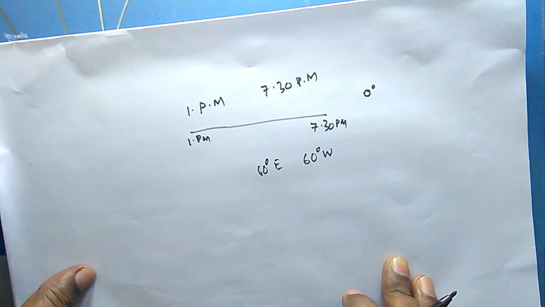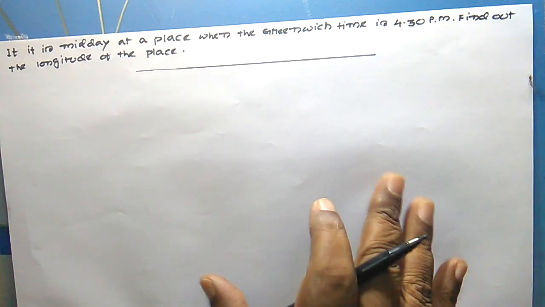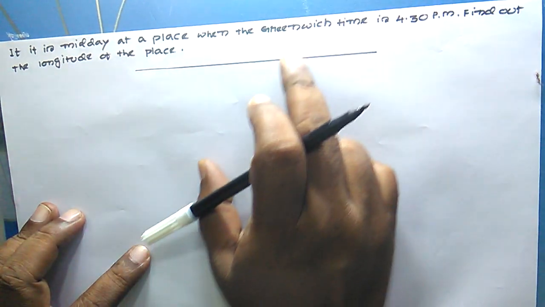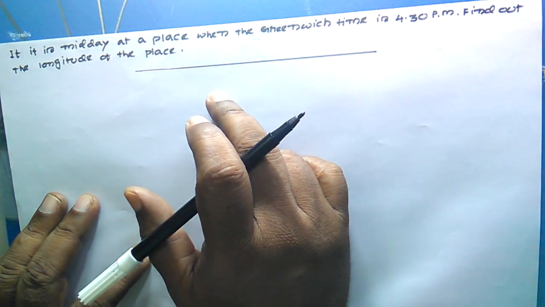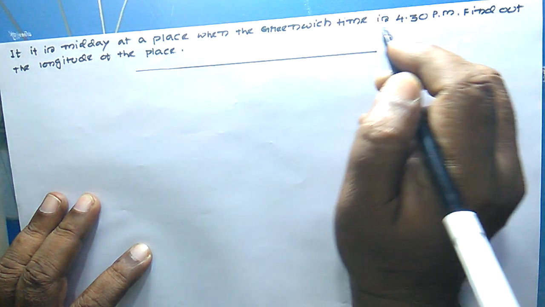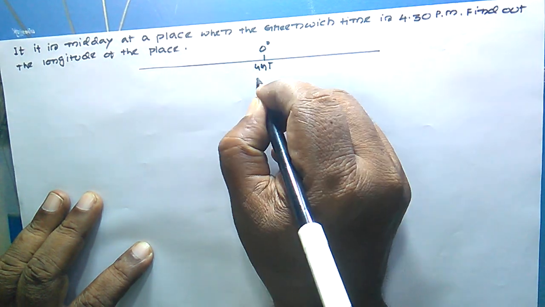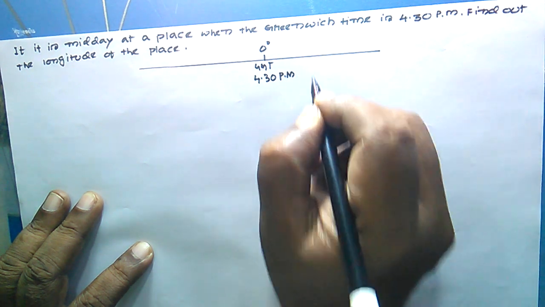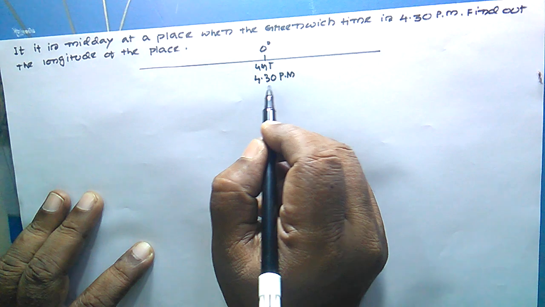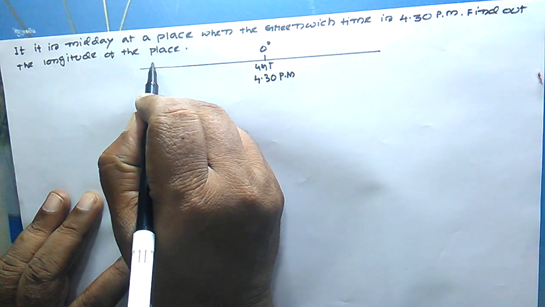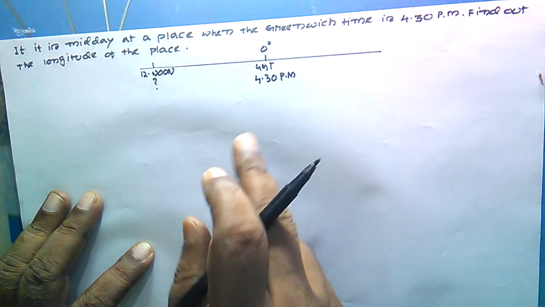Now let's do a sum dealing with finding the longitude. Here I have already written a sum. If it is midday at a place when the Greenwich time is 4:30 p.m., find out the longitude of the place. Now here, Greenwich obviously means it is 0 degree. This is 0 degree GMT and the time given is 4:30 p.m. The second time given is midday. Midday means 12 noon. Since it is 4:30 p.m., 12 noon has to be here. That is 12 noon midday. We have to find out the longitude of this place.